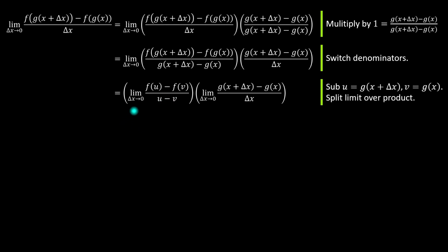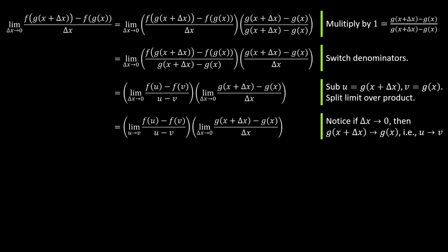Now, noteworthy, I still have delta x going to 0, so that's an issue, right? My previous version needed u going to v, but that's exactly what I have in this next part. So here I can notice that because delta x is going to 0, g of x plus delta x is going to g of x. But that's literally what u and v are, so that's telling me that u is going to v, so I can replace that limit piece here. Okay? And this I haven't really touched. It's just hanging out.